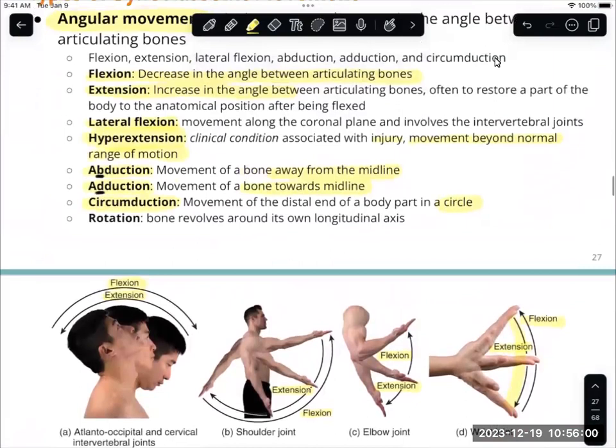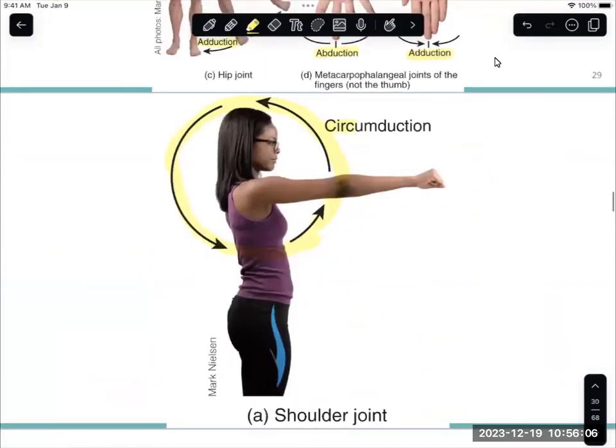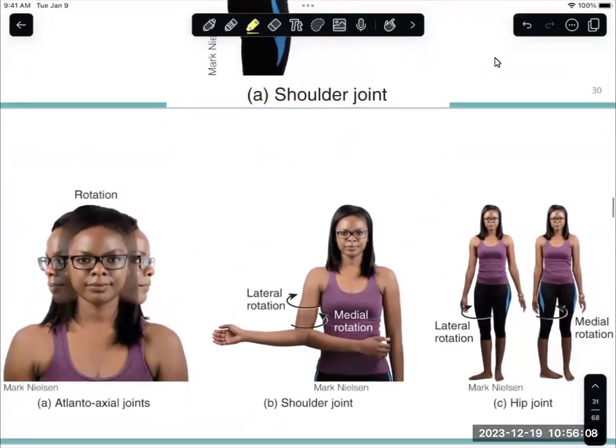And the last one is rotation. So that's moving it along its own longitudinal axis. So you can rotate your head to say no. That is thanks to your C2 vertebrae, that axis that has that dens that sticks up, that articulates with that C1 vertebrae. That is the vertebrae that lets you say no. So you turn your head from side to side.